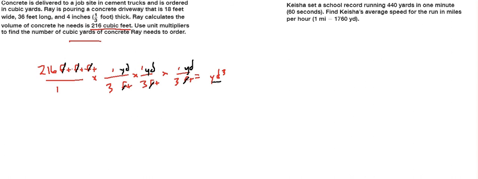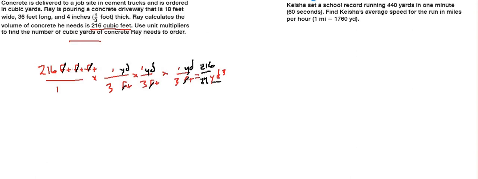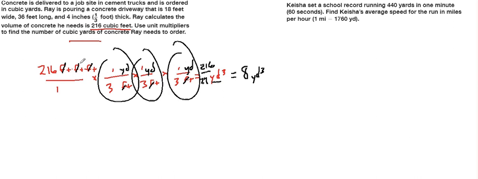Okay. 216, let's just multiply it out over 3 times 3 times 3 is 27. Reduce. 8 cubic yards of concrete. All right. 1, 2, 3 unit multipliers because it's 3 dimensions cubed.